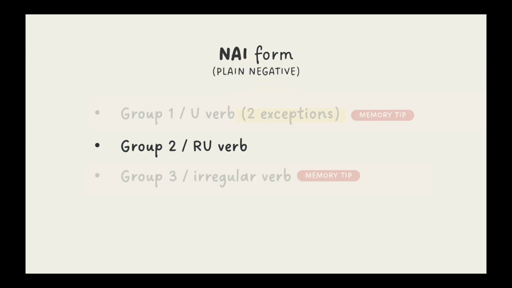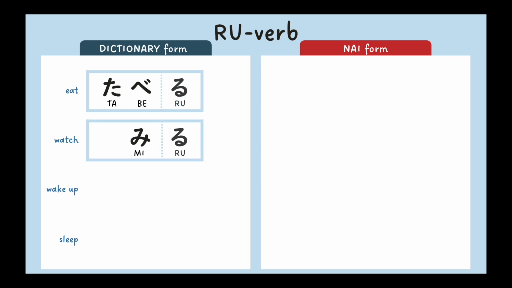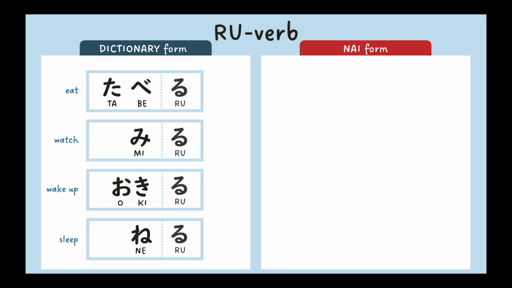Next, let's explore the nai form of ru-verbs, also known as Group 2. We have 4 examples here. Taberu, to eat. Miru, to watch. Okiru, to wake up. And neru, to sleep. As the name implies, all the ru verbs end with ru.